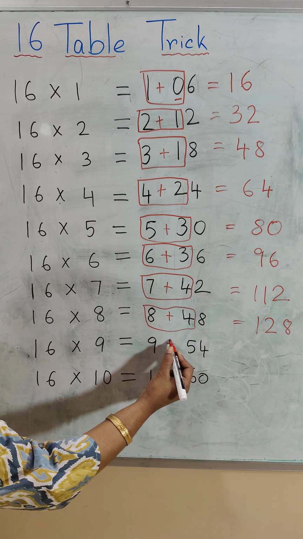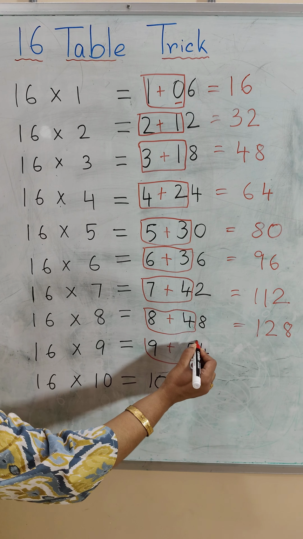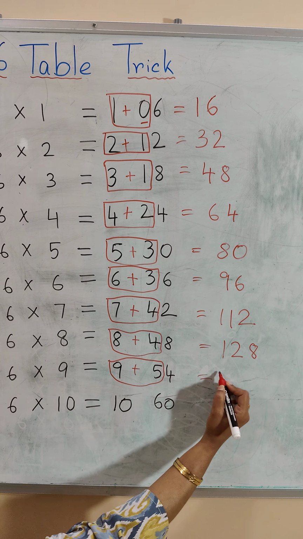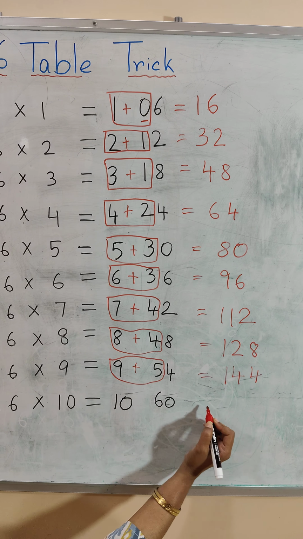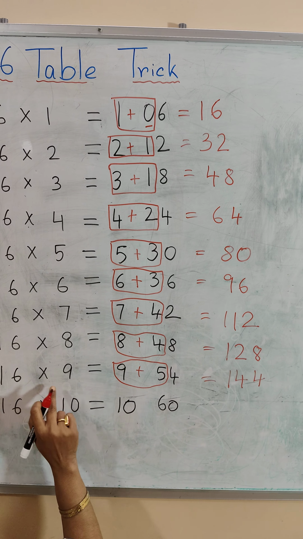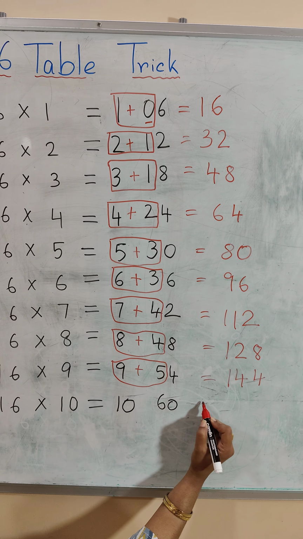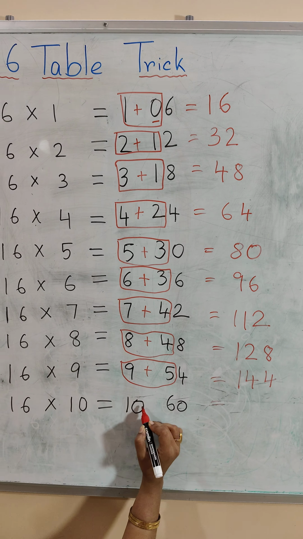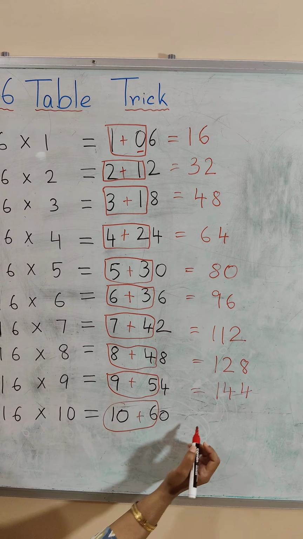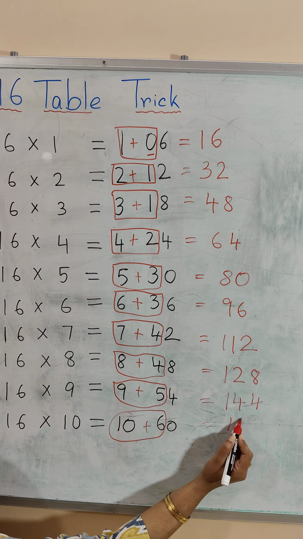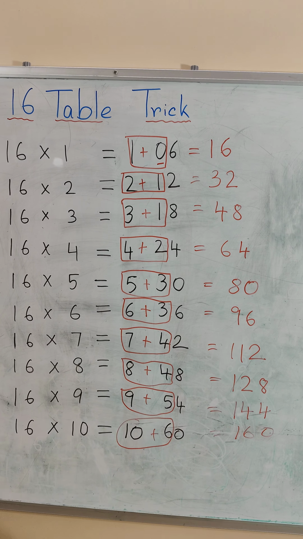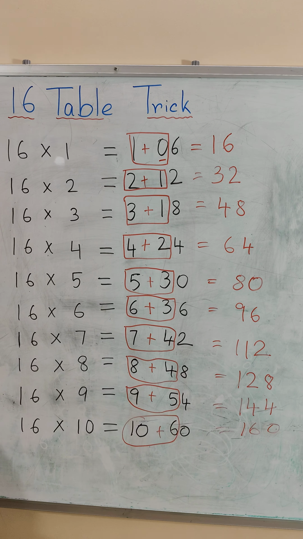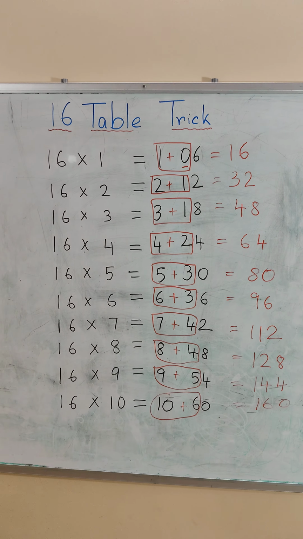Then 9 plus 5 is 14. So 14 and 4 will remain as it is. 16 times 9 is 144. Now 10 plus 6. 10 plus 6 is 16 and 0 will remain as it is. So 16 times 10 is 160. I hope the trick is very clear to you all.